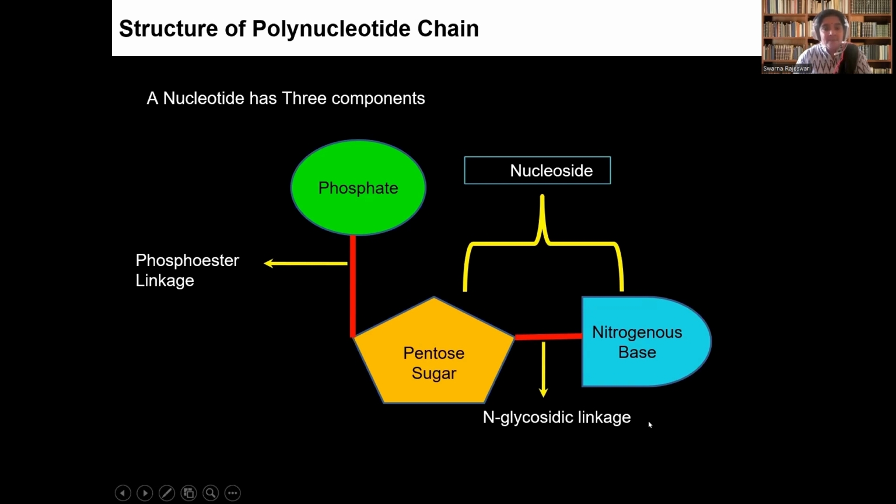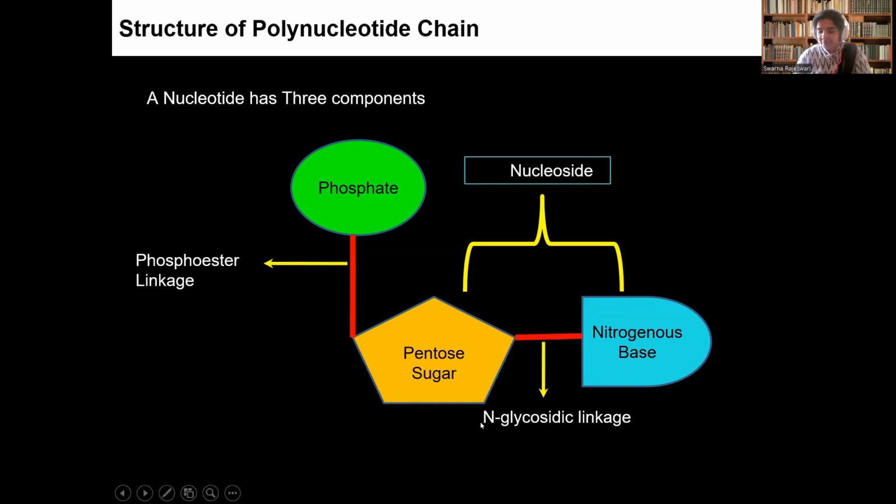Here you can see the pentose sugar is linked to the nitrogen base by N-glycosidic linkage, whereas the phosphate molecule is attached to the pentose sugar by phosphodiester linkage. And this is a pentose sugar. Why do we call it pentose? Because it is a 5-carbon sugar molecule.